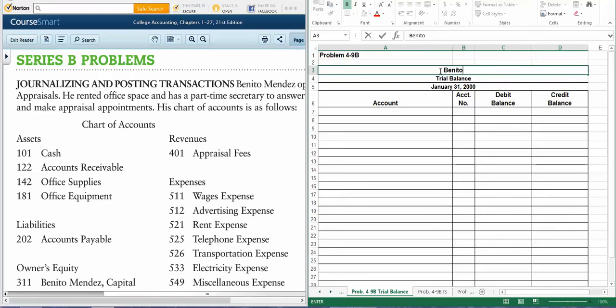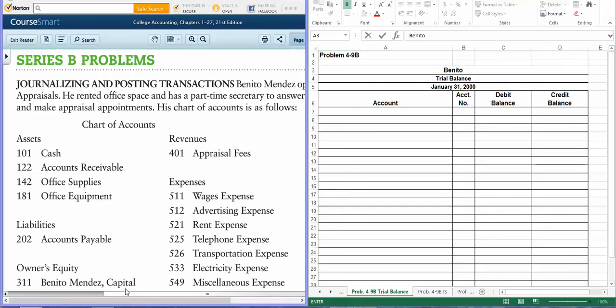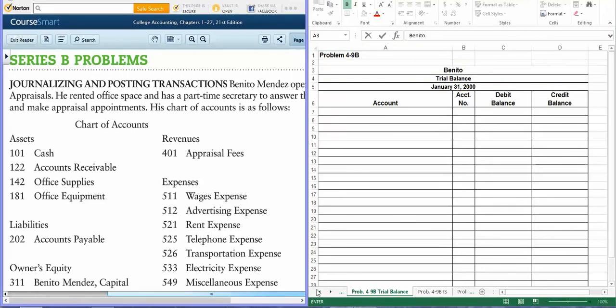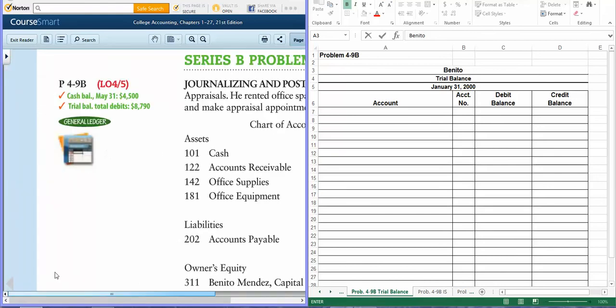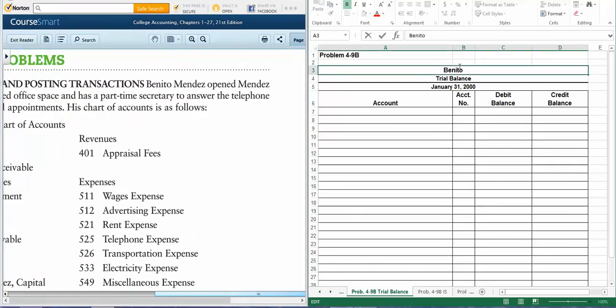So let's change this to the correct account. So he opens Mendez Appraisals. So I did forget to change that. I'm going to leave the date as it is, just because it's easier for now. This will be correct on your homework.